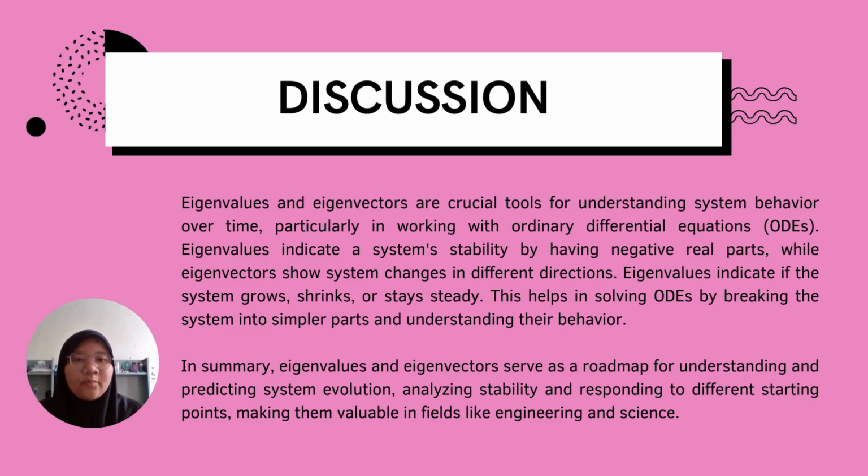This process is important in fields like engineering and science, where stability and directional responses are critical for analysis. In summary, eigenvalues and eigenvectors are like a roadmap for understanding and predicting how systems evolve. They help us analyze stability, respond to different starting points, and are essential tools in many disciplines.